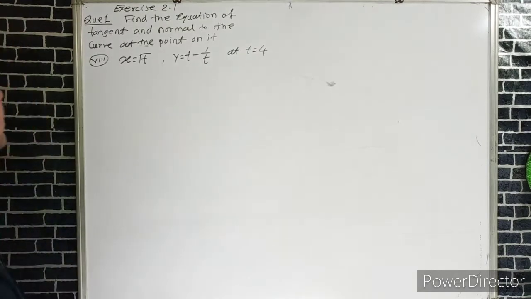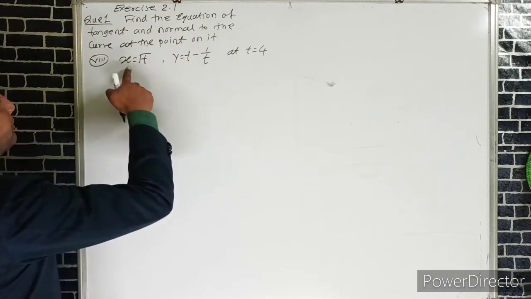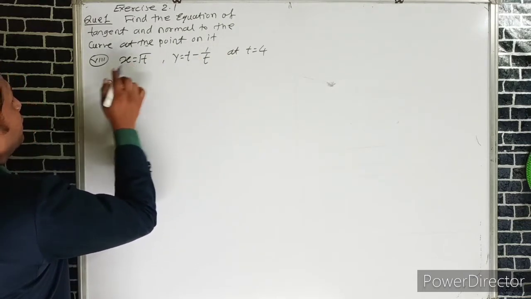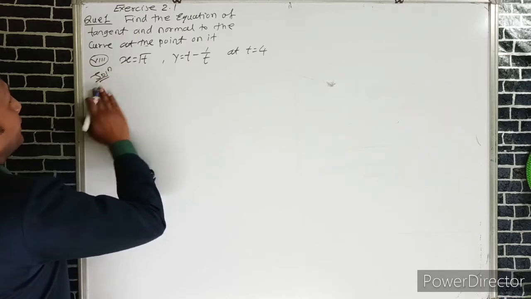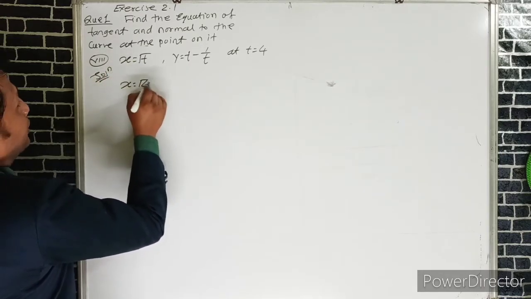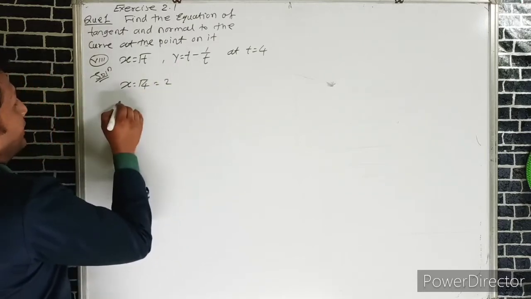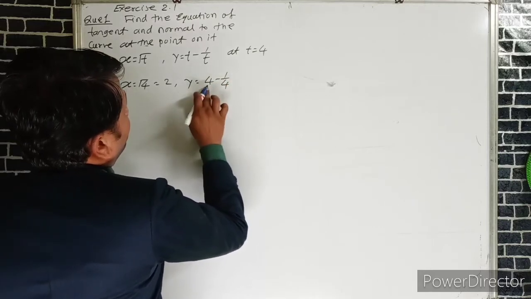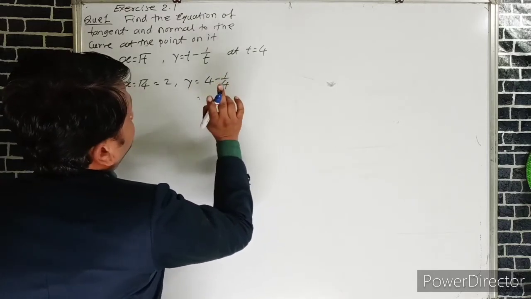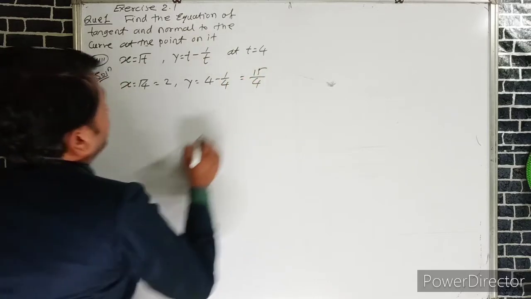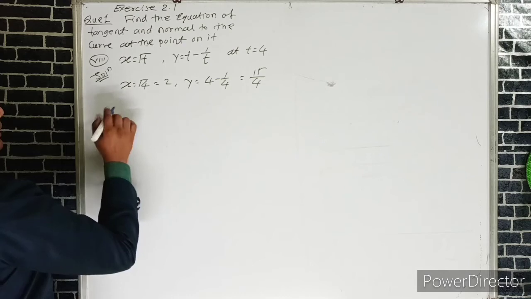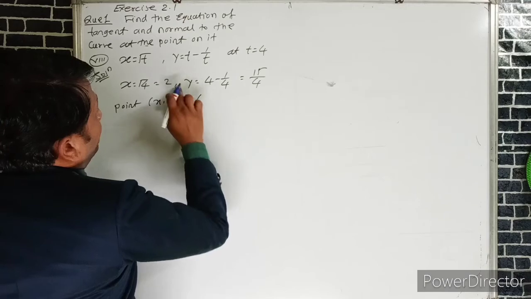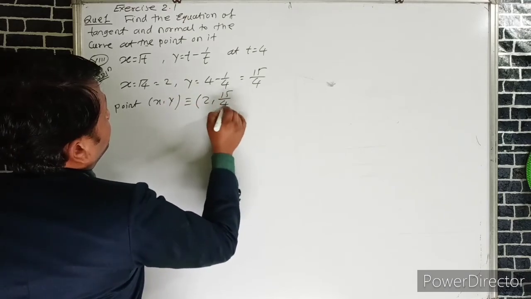So here again we have to find the equation of tangent and equation of normal. First we have to find the value of x and y. So x is equal to root t and t is equal to 4. Hence we can write the value of x is equal to under root 4, which is 2, and y is equal to 4 minus 1 by 4, which is (4 into 4, 16 minus 1) 15 by 4. We have to find point P, (x, y), represented by the value of x, which is 2, and the value of y, which is 15 by 4.